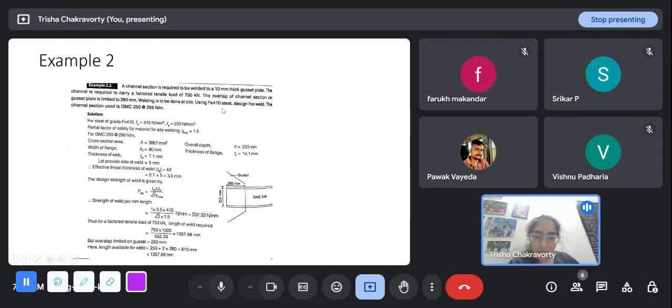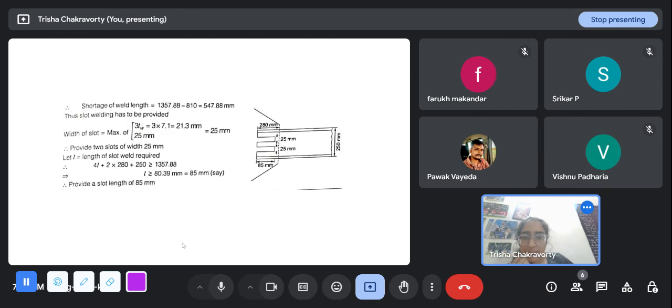So whatever value of whatever unit of fu we are putting, we are getting the strength in that unit. So it's megapascal or newton per millimeter. And that's for factored tensile load of 750 kilonewton. 750 into 1000 divided by this is 1357 mm. So to generate a strength equal to or greater than the factored tensile load, we need at least 1357 mm of weld length, but the overlap limit is 280 plus 280 plus 250, that is 810. So we cannot provide the length of weld required, so we have to redesign it.